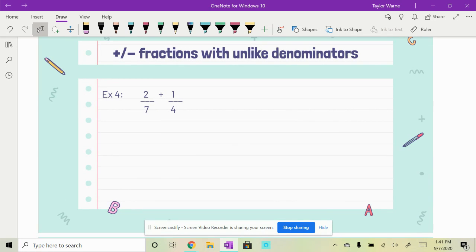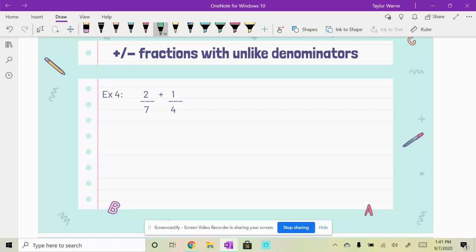Moving on to example number 4, okay? In this case, you have to multiply both fractions. We have 2 divided by 7 plus 1 divided by 4. So in this case, you have to multiply both fractions to get your common denominator. So in this case, our common denominator is 28.